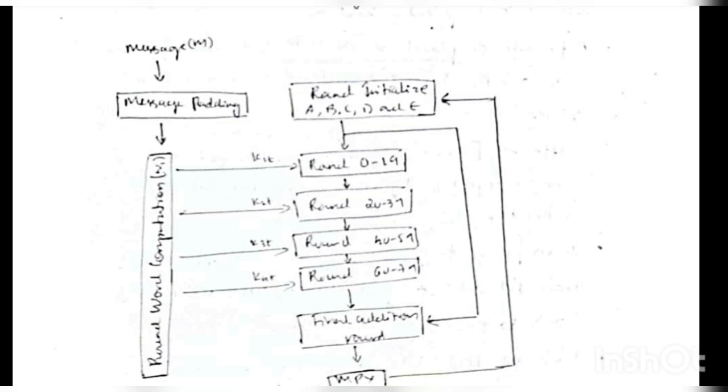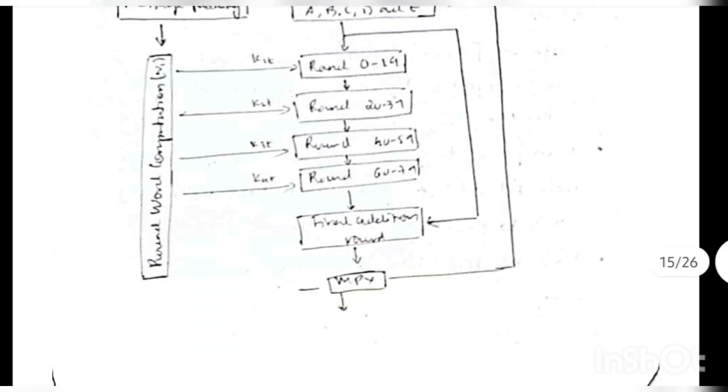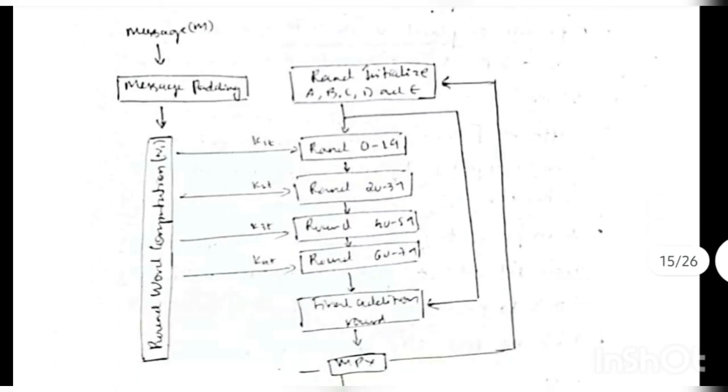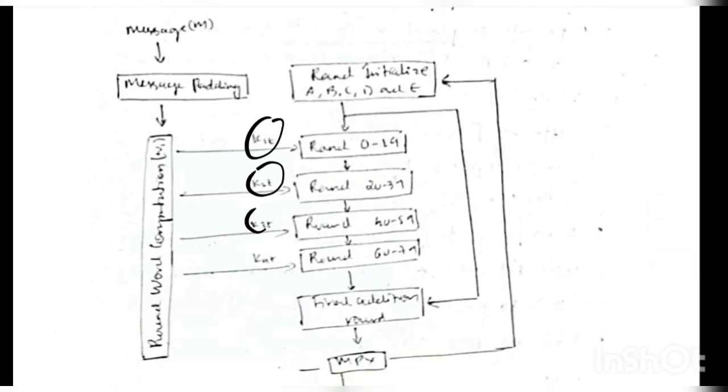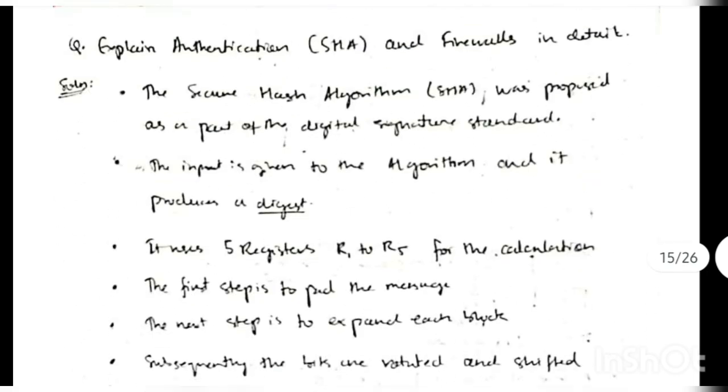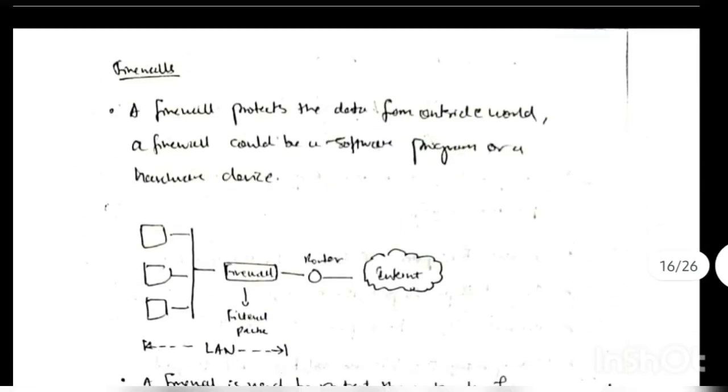Okay, here the total number of iterations is 80, which is divided into 0 to 19, 20 to 39, 40 to 59, and 60 to 79. Rounds A, B, C, D, E are used, and after that we will get the output here. So this is how the SHA algorithm works, and each time we will be providing different keys. So that's all. You have to make the diagram and explain this one.